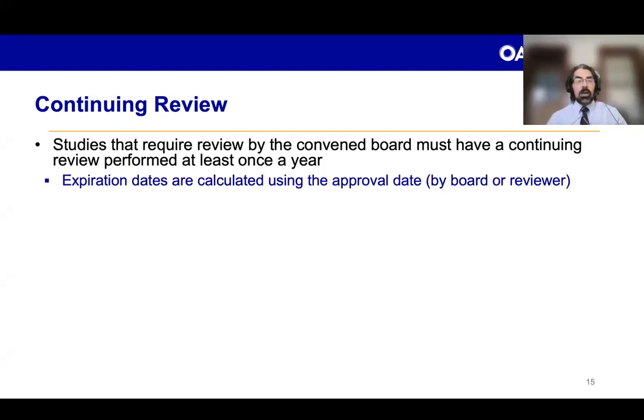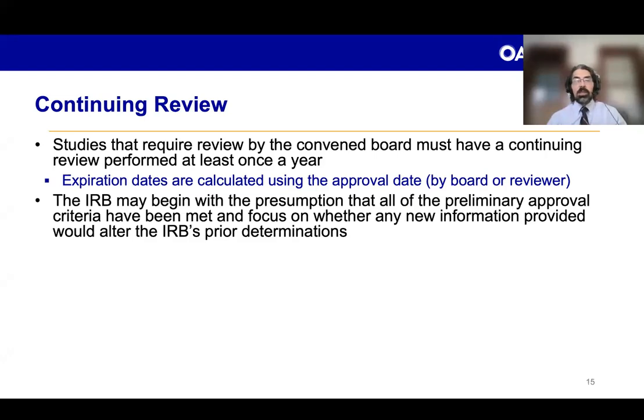When the IRB receives the continuing review package, which will be the protocol, the informed consent, likely a report of what's happened since the last review, it can start from a presumption that the previously reviewed materials continue to meet the approval criteria.